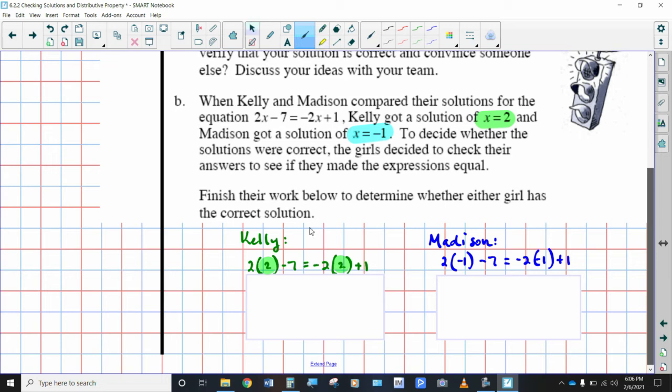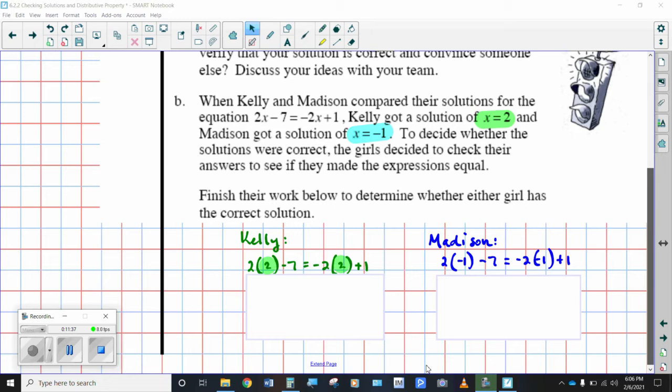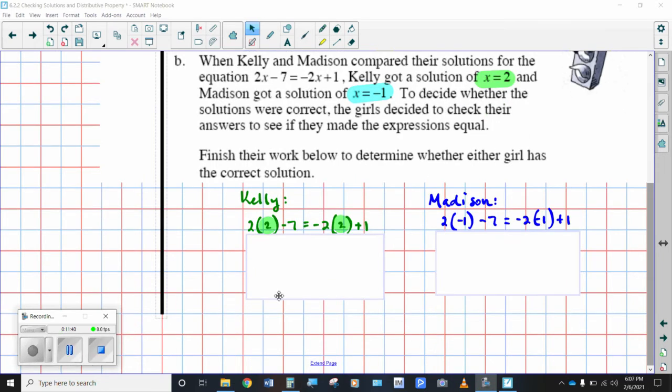So go ahead and run through and see if 2 makes both sides equal. If it does, Kelly is correct. Or check and see if -1 makes both sides equal. If it does, then Madison is correct. Go ahead and pause it and work through the process, and unpause when you're ready for the reveal. All right, let's see what happens here.